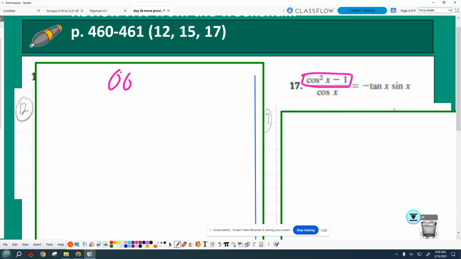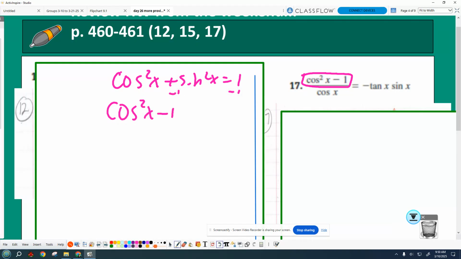So, oof. Cosine squared plus sine squared equals 1. Subtract 1 from both sides. Subtract sine squared from both sides. We get what she said.